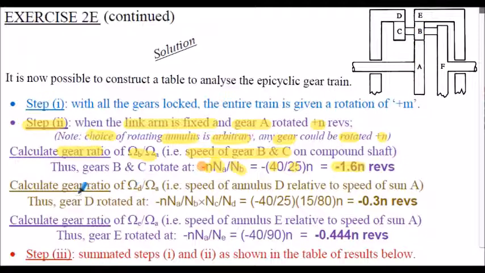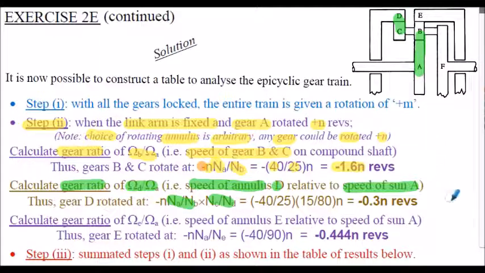Next, let's consider the gear ratio of D to A. So this is the speed of the annulus, gear D, relative to the speed of the sun, gear A. So our gear train here will be A to B, B to C are compound gears, and then C to D. So I have a compound gear train here. Looking at the gear ratios, we have the number of teeth on gear A divided by the number of teeth on gear B. That's for this simple train. And we multiply that by the number of teeth on gear C divided by the number of teeth on gear D, and that's for this simple train.